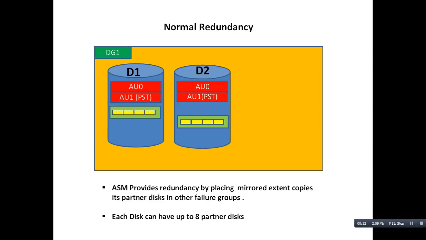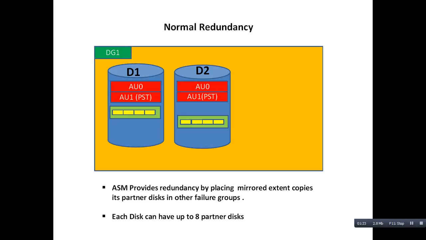ASM provides redundancy by placing mirrored extent copies on its partner disk in other failure groups. For example, if I have a normal redundancy disk group with two failure groups, and we are not defining the failure group at the time of creation, by default, every disk is placed in its own failure group. That means in this current slide, D1 itself is a failure group and D2 itself is a failure group.